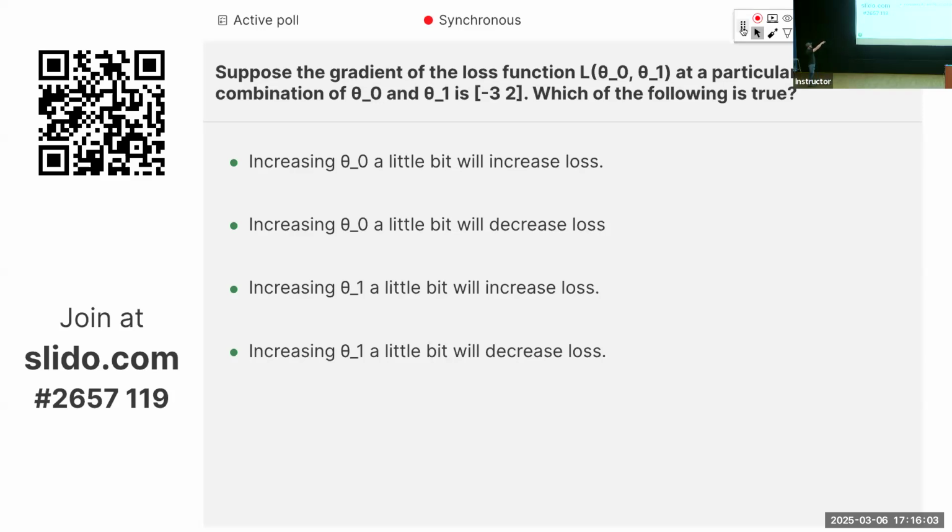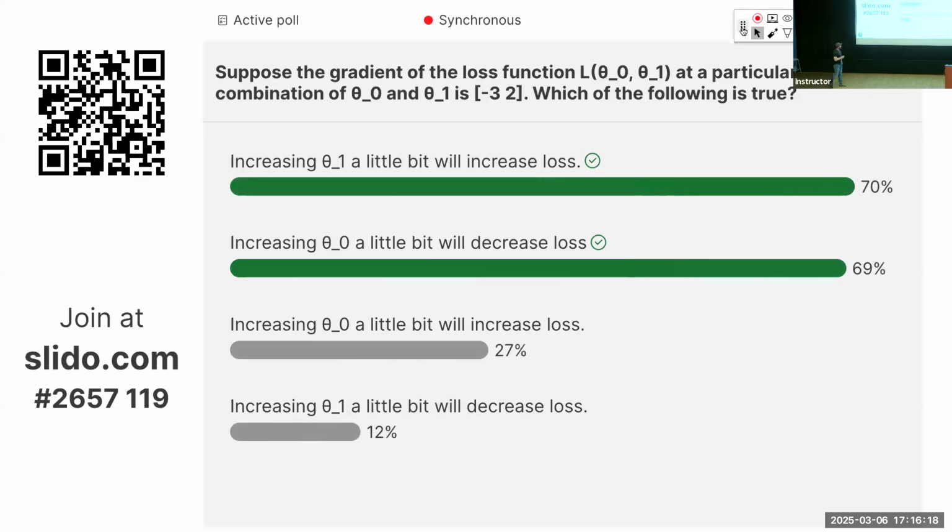Similarly, increasing theta 1 by just a tiny bit at our current set of thetas will increase loss. And so if we're trying to minimize the loss function, it looks like it's a good idea to increase theta naught and probably a good idea to decrease theta 1. Okay? So we want to understand what this gradient is telling us. It's giving us driving instructions for a local minimum.